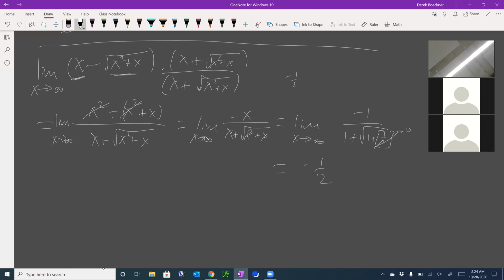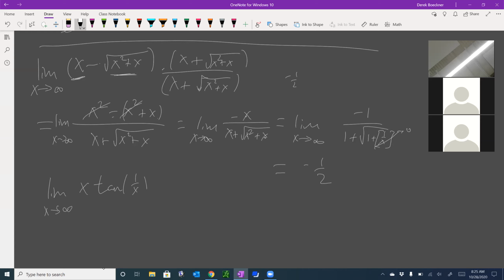What do you guys think about the limit of x tangent 1 over x as x goes to infinity? What should we do? Yep. Right now this is infinity times 0.